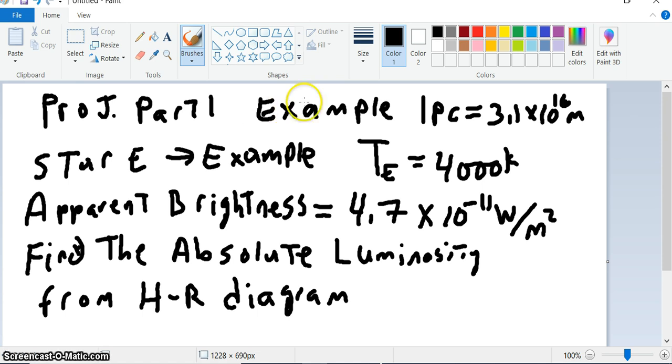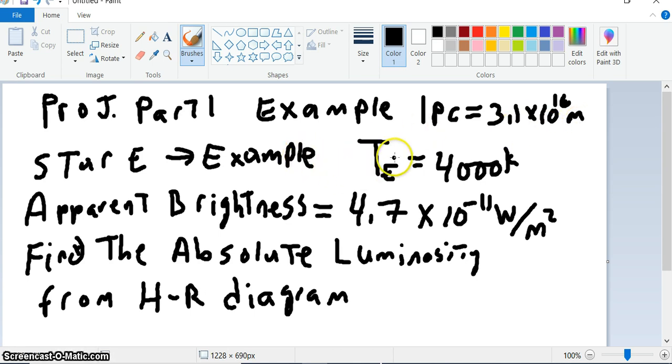All right, in my example here, we're going to choose star E. That stands for example star. And just remember a couple of things here. It's really important to remember that 1 parsec is equal to approximately 3.1 times 10 to the 16th meters. Okay, so we need that.